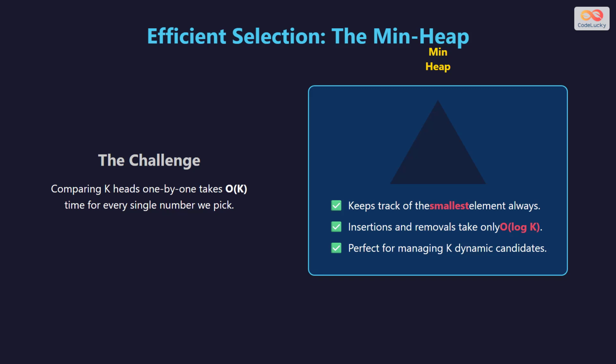This is where the min-heap or priority queue comes in to save the day. A min-heap is a data structure that acts like a magic box. You can throw numbers into it, and it will efficiently keep the smallest number at the top, ready for you to grab. It handles the comparisons for us instantly.